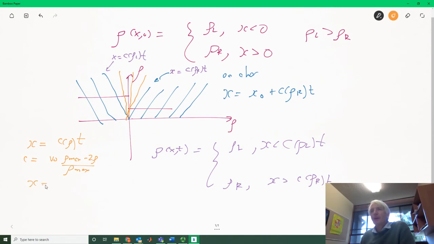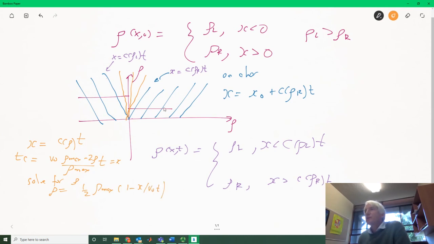Okay. Maybe we can write it out here. So if c is equal to that, then ct must equal x, and then we solve for rho. And we get rho is equal to a half rho max times (1 minus x over v naught t).